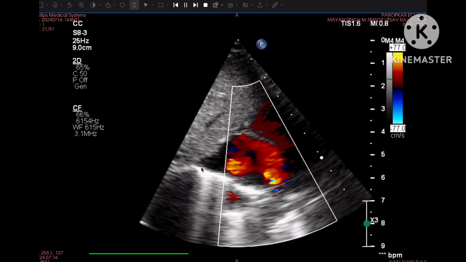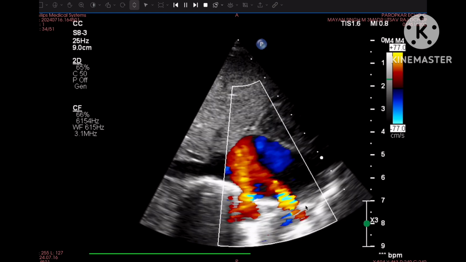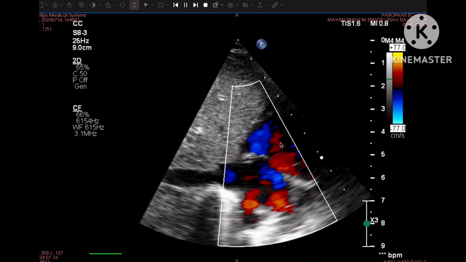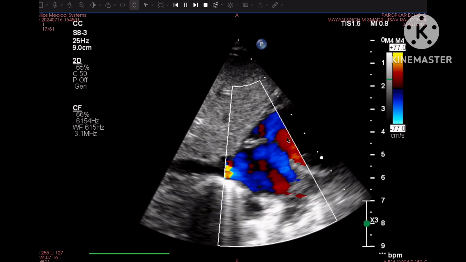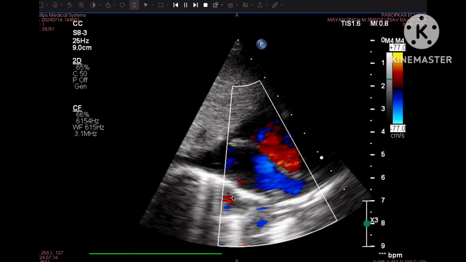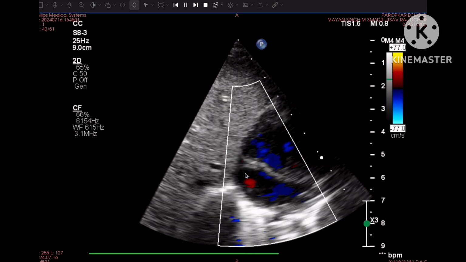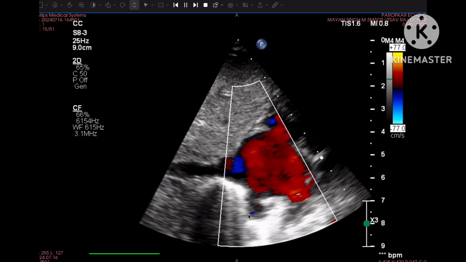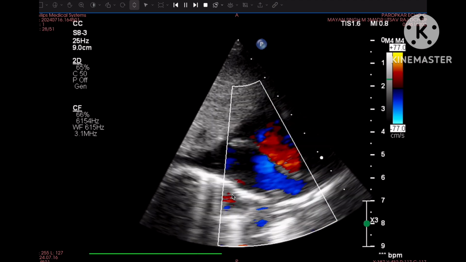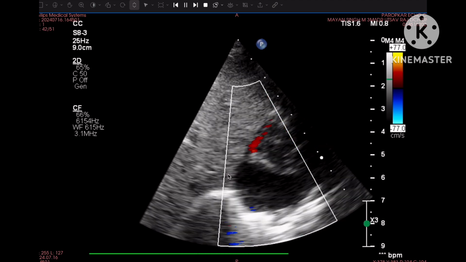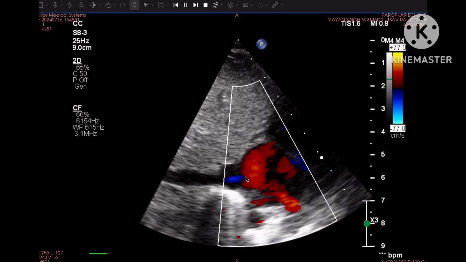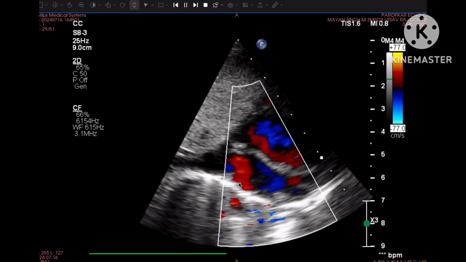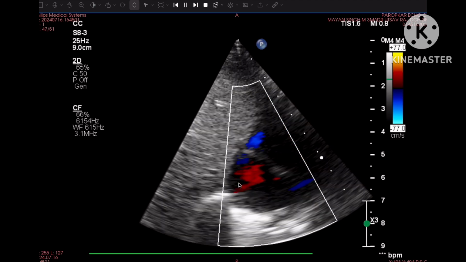Now we see this is IVC, this flow is SVC, this is right atrium, this is right ventricle, this is tricuspid valve, and one flow is also coming from here. You see, this is the flow coming into right atrium from this zone, this is left atrium. So flow from left atrium and flow from IVC going together into right atrium. That is why we call it sinus venosus ASD of IVC type.